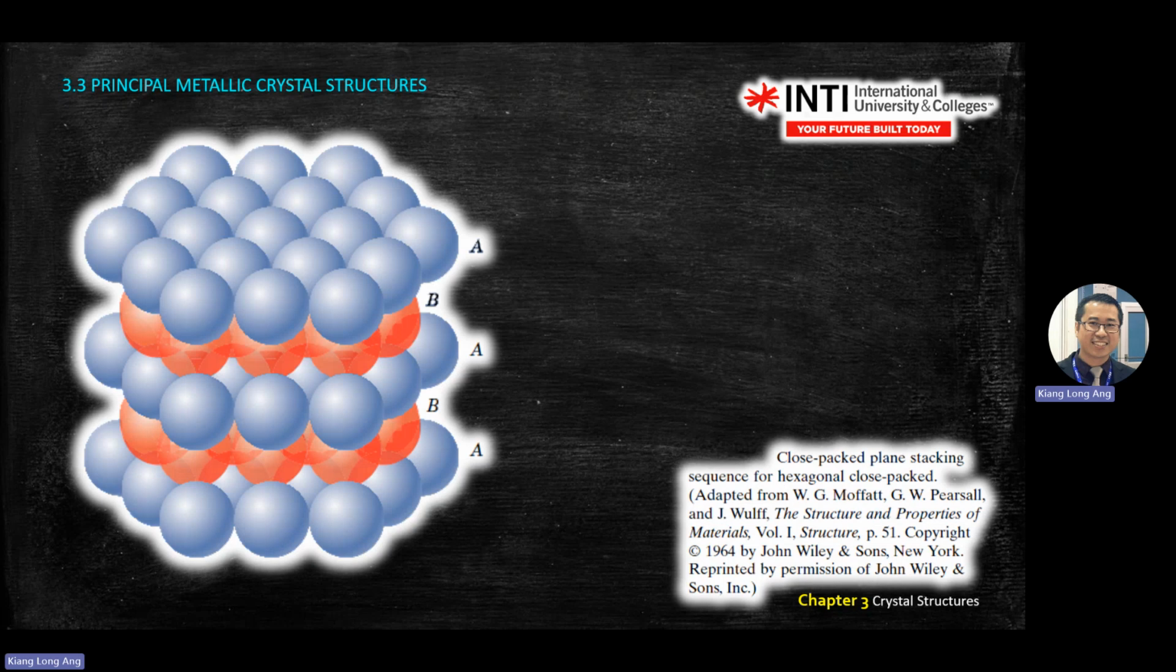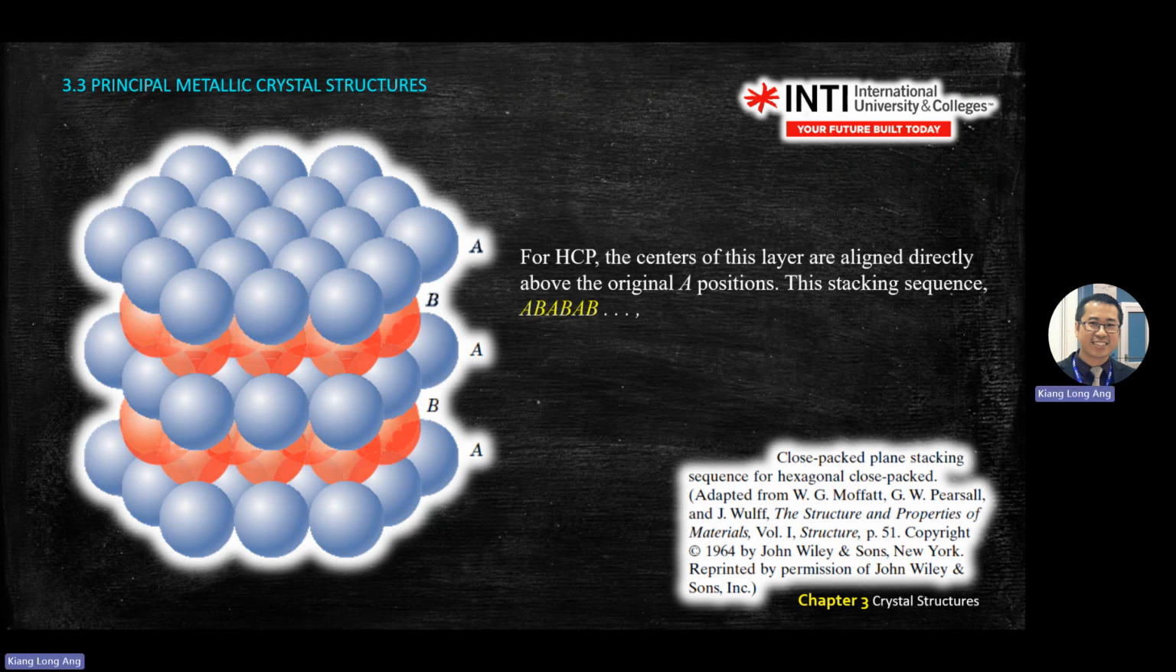If you are seeing one layer, one layer, one layer, one layer like that, it's called the ABAB stacking sequence. It's like stacking. One layer, one layer.